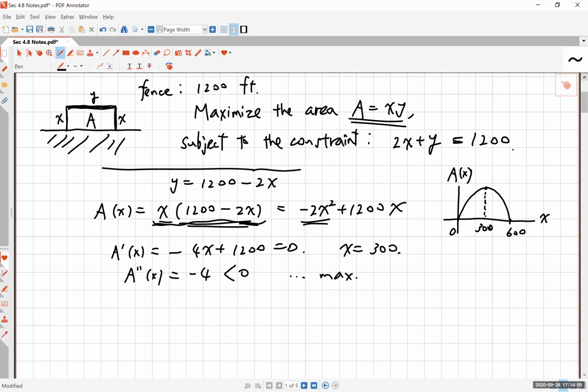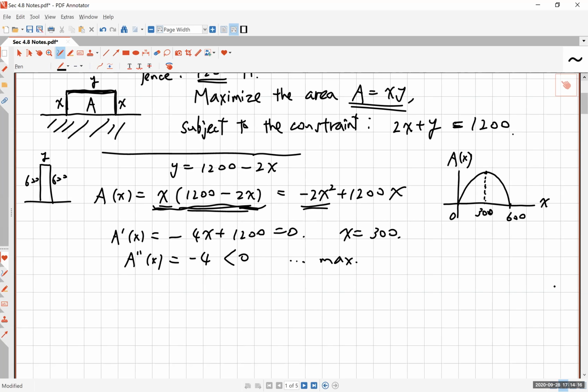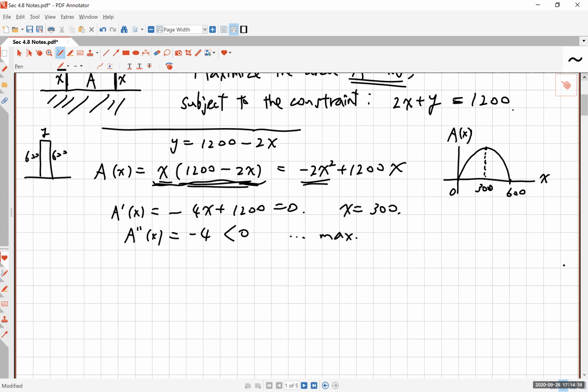See, if x is 600, you have 600 here and 600 here, and y has to be 0, right? Because the total fence length is 1200. And if y is 0, you basically have no area. So when x is equal to 600 or 0, the area turns out to be 0.